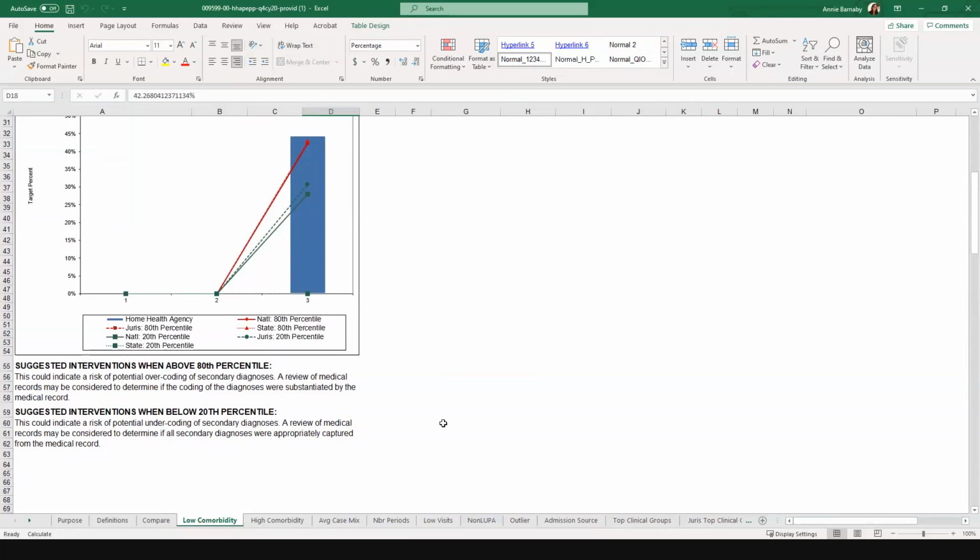So again, we give you the data, but then we also say, hey, it's suggested that perhaps you might want to take a look at this. You might want to review this. These are some changes that potentially could be made.